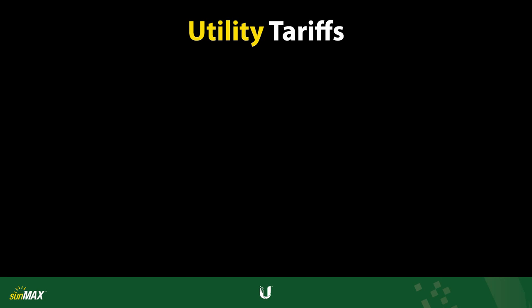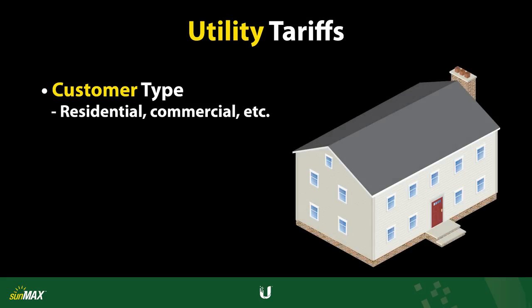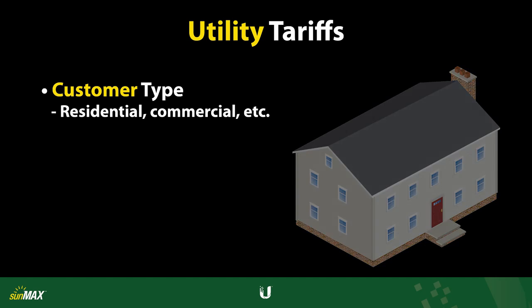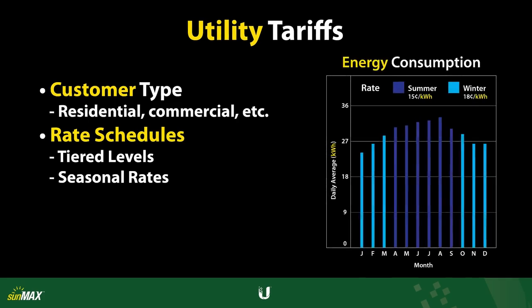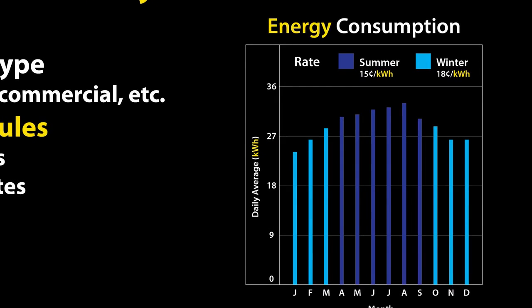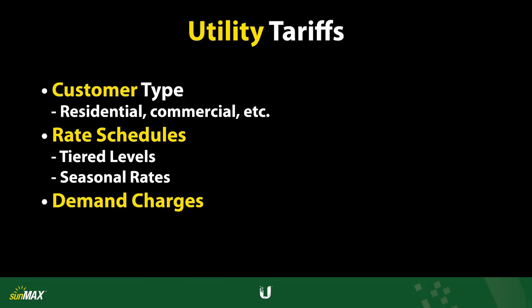Utility tariffs vary from power company to power company, but in general are categorized into 3 groups. First, customer type, whether residential, commercial, or industrial. Second, rate schedules, tiered usage levels or seasonal rates, such as those shown in the diagram to the right. And lastly, demand levels, including duty cycles and cost to operate.